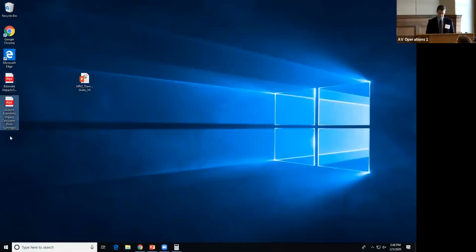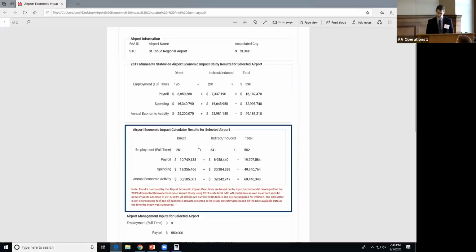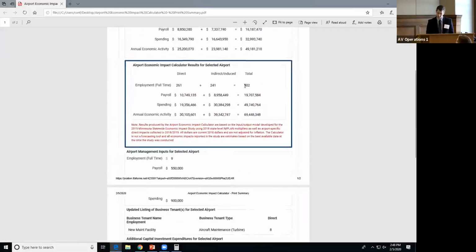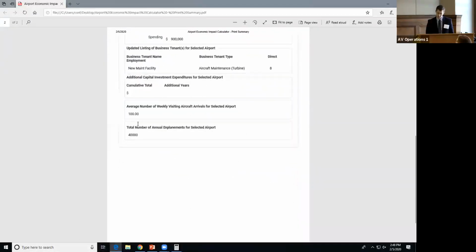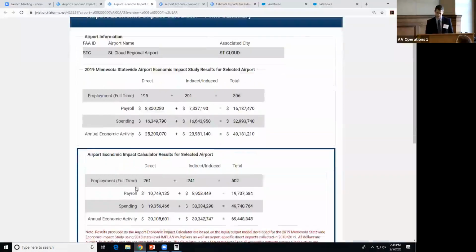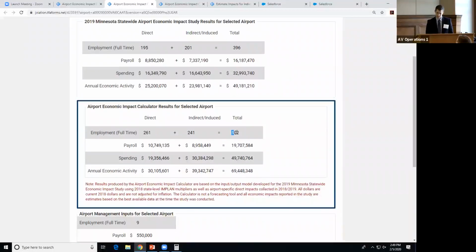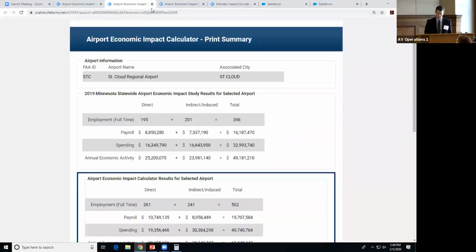Pull it up. Might be this one. Okay, so you have where you started, where you ended. Let's see, 502. It's a little bit different than what we had. Let's check on that. And you have your inputs here. Again, I didn't save capital investment, but that would be reflected there. Okay, 502, yeah. Okay, we'll close out of here.